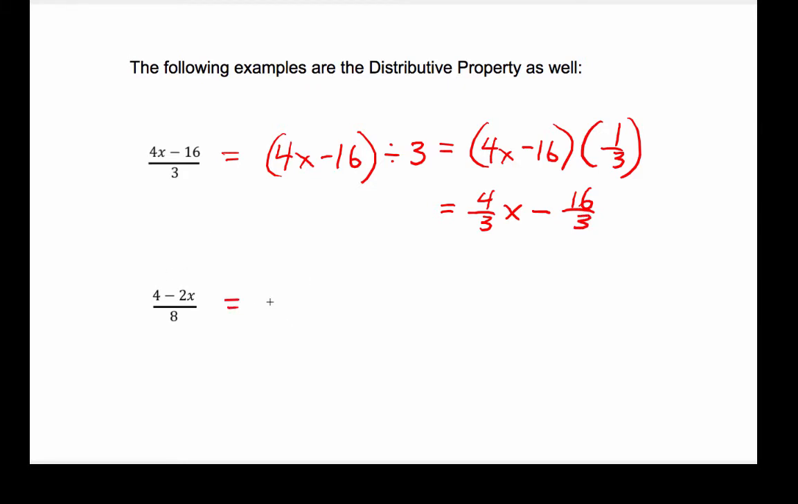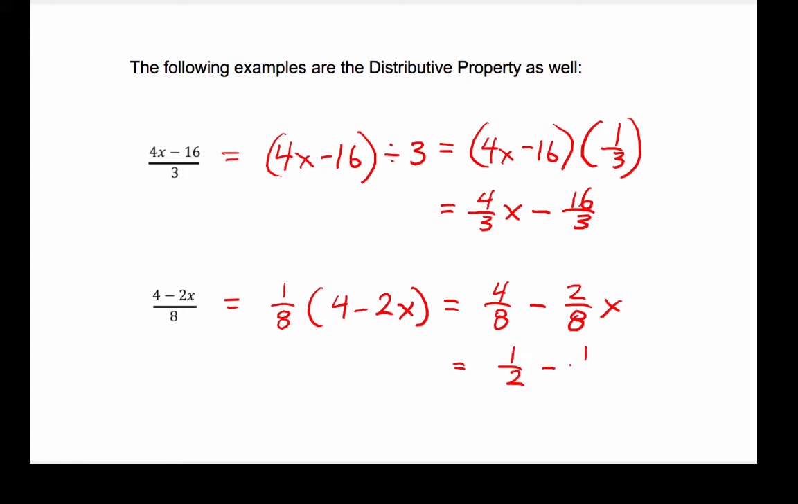Using that same concept here, I'll bypass the divide by 8. This is the same as taking this quantity and multiplying it by 1/8. So I'll take 1/8 and I'm going to write it in front of the quantity this time, which is okay. All right, so that's how I would change this problem, going from here to here. And then I just distribute the 1/8. So 1/8 times 4 is 4/8 minus 1/8 times 2 is 2/8 times x. Here we have some fractions that can be reduced. 4/8 is 1/2. 2/8 is 1/4. So there's our answer, simplified.